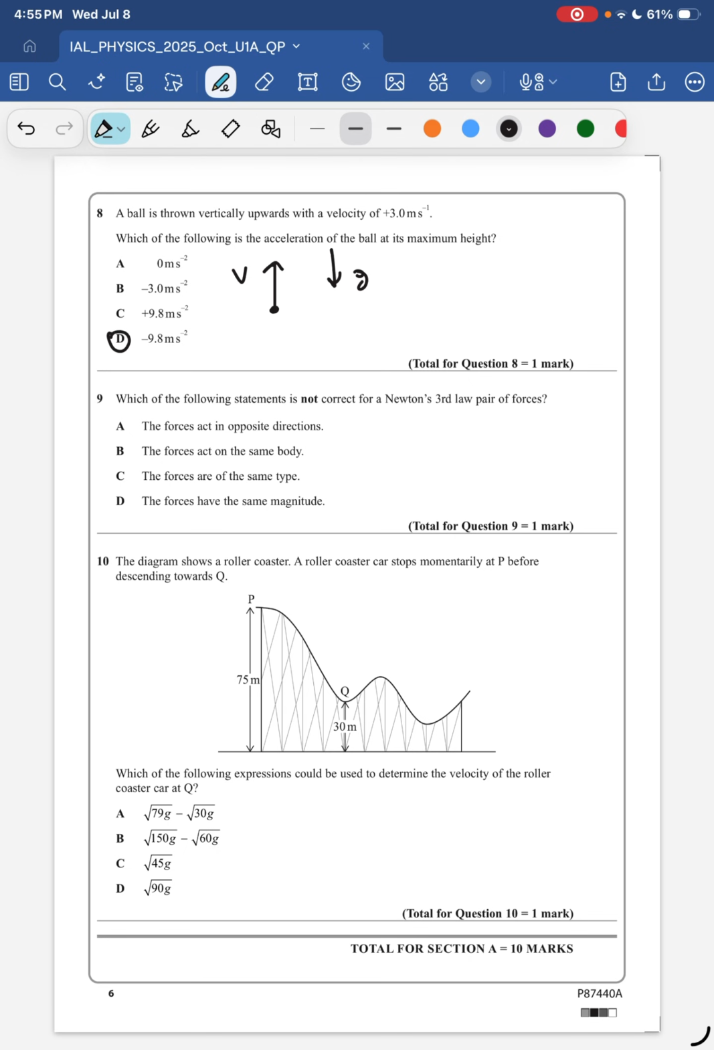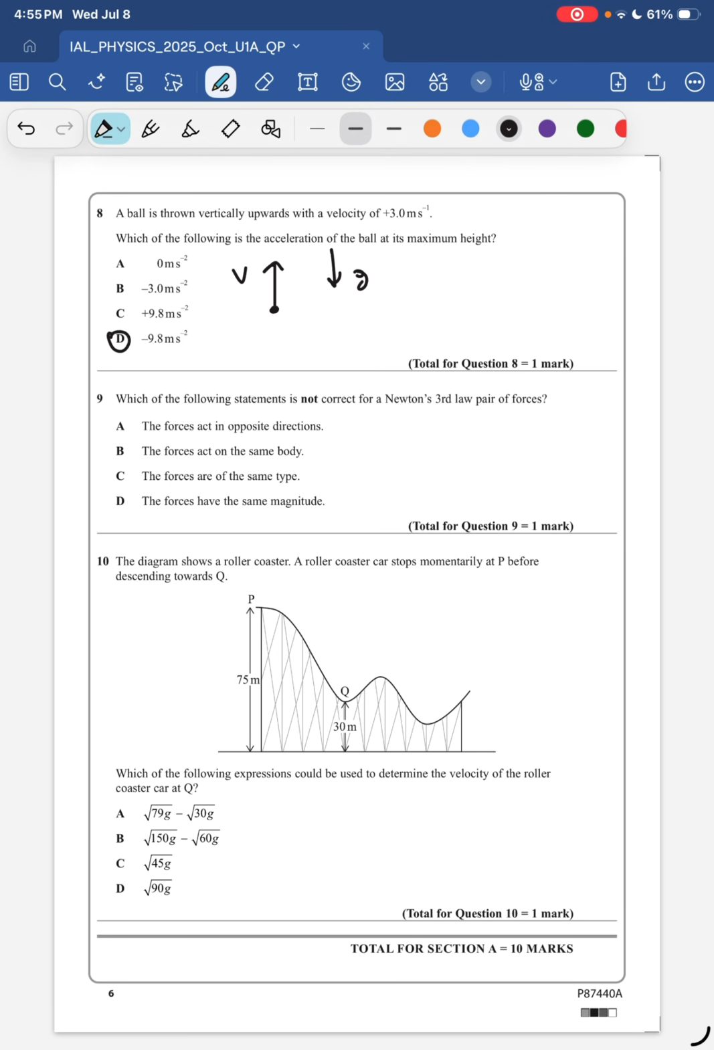But when it reaches the maximum point, if they asked, after it reaches the maximum point, what's the acceleration? The acceleration will have been plus in that case. But in our case, it's D. A and B are totally wrong. I don't even know why they are there as options.